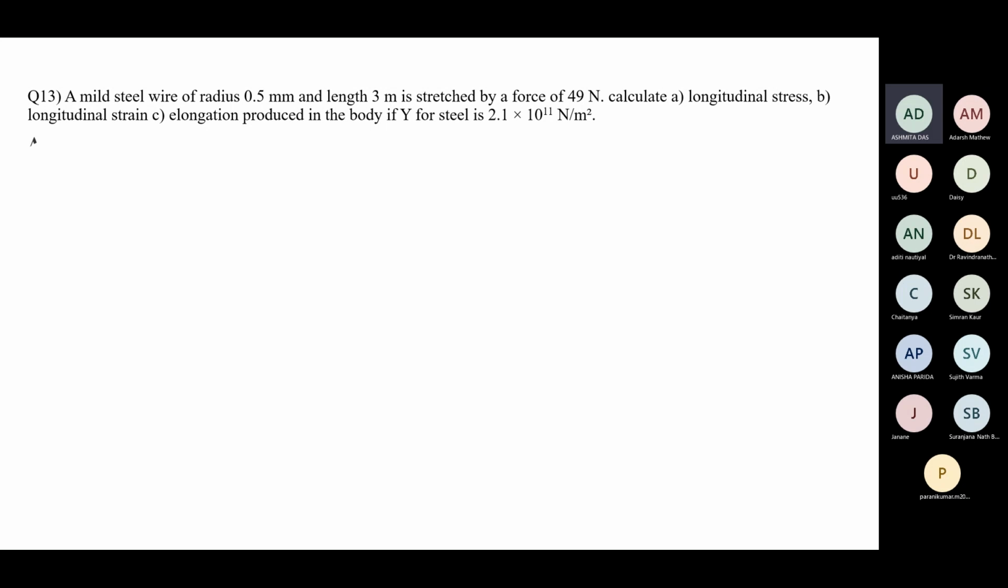From strain we can calculate small l by capital L. So small l can be calculated as strain into capital L. The strain is 2.97 into 10 to the power minus 4 and capital L is 3 as mentioned in the question. So the small l is coming out as 0.891 millimeter. So the stress is 6.238 into 10 to the power 7 Newton per meter square, strain is 2.97 into 10 to the power minus 4, and the elongation is 0.891 millimeter.